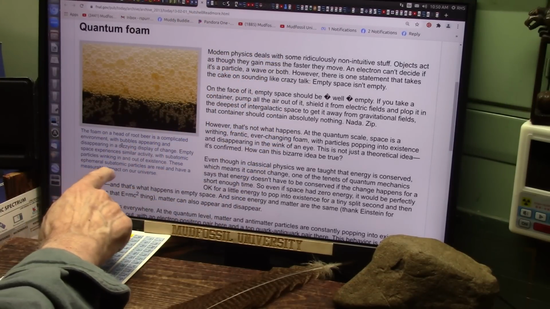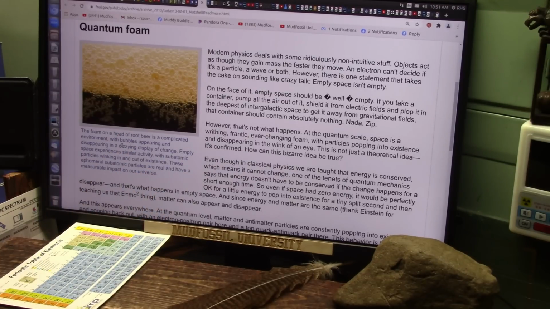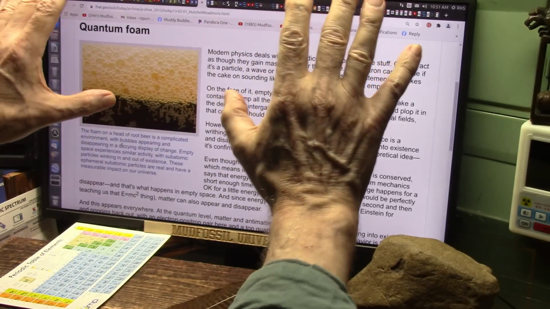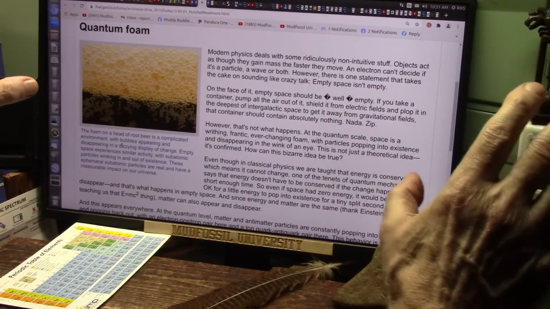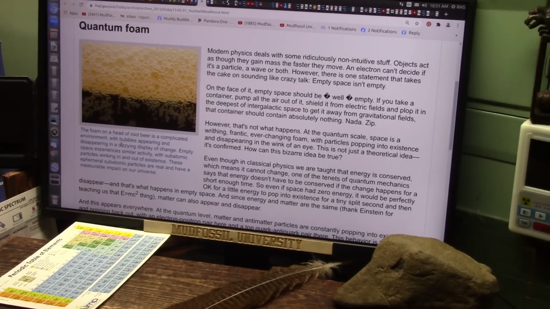These subatomic particles are real and have a measurable impact on our universe. Yes, they do. And they are fields out there that are just everywhere, saturated. Light coming to us is not coming at one set speed. As I have shown you already, light changes speed. It goes faster, it goes slower.